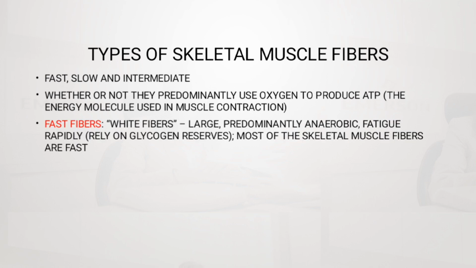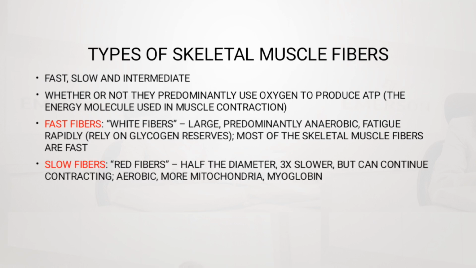Now let's talk about the fast fibers. Fast fibers, also known as what fibers? These are large, predominantly anaerobic, and fatigue rapidly, meaning they rely on glycogen reserves, and most of the skeletal muscle fibers are fast. Then you have the slow fibers, which are red fibers and have a diameter three times smaller, but can continue contracting.